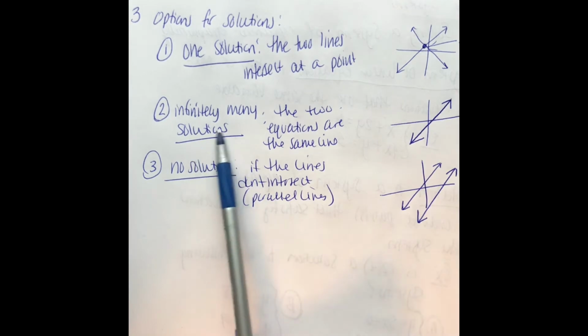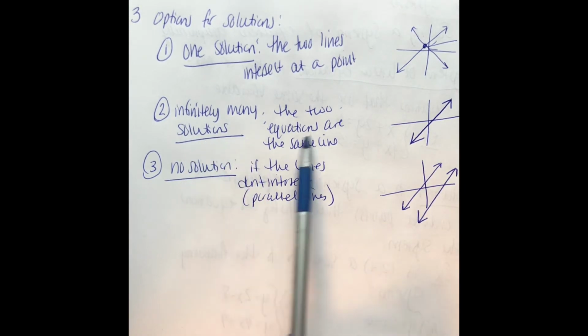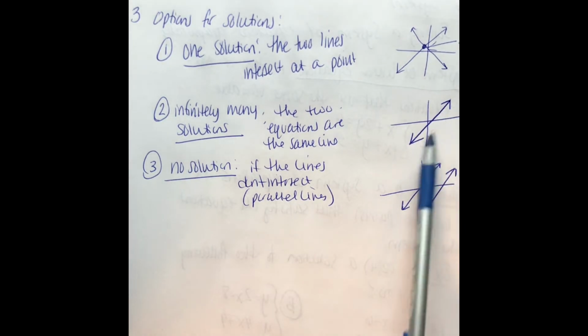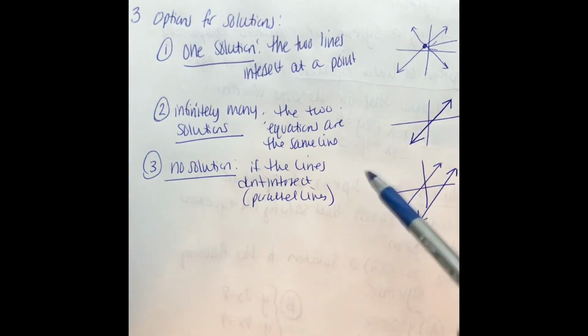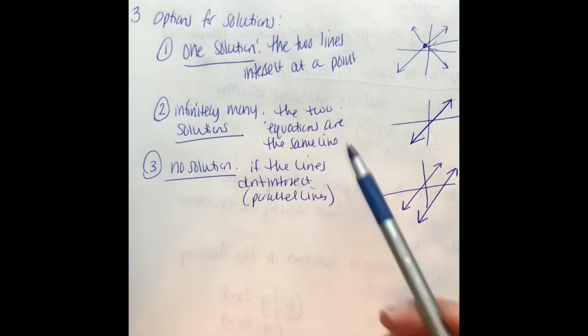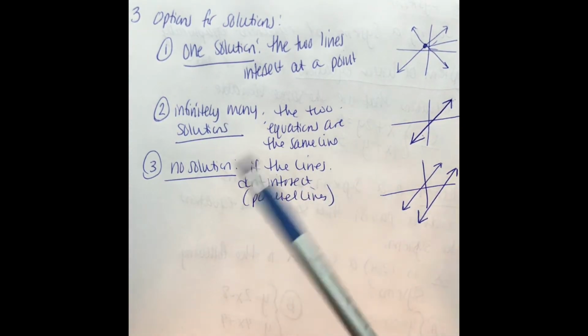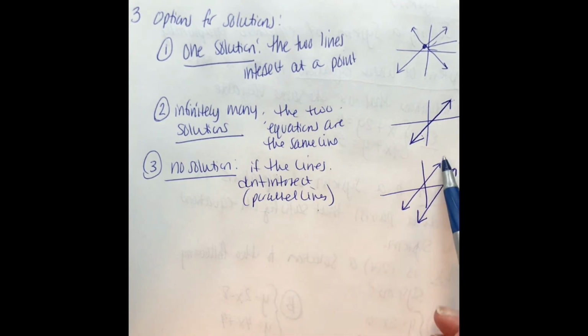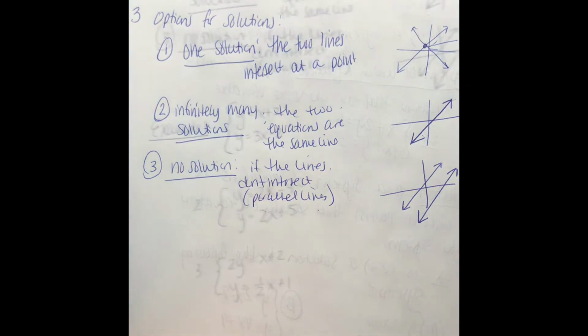You could also have an answer of infinitely many solutions, and this is when the two equations are the same line. If you were to graph them and they're the same line, there are infinitely many solutions, meaning any coordinate point on this line would satisfy and make both equations in that system true. No solution is when the lines don't intersect at all, meaning that you have parallel lines. Parallel lines never cross, meaning there's no possible xy coordinate that would work for both of those equations.